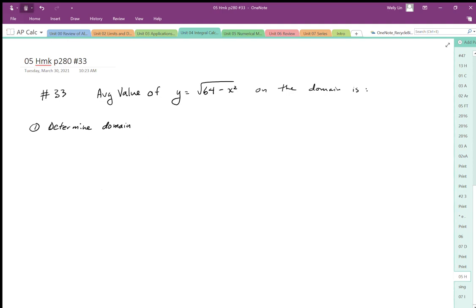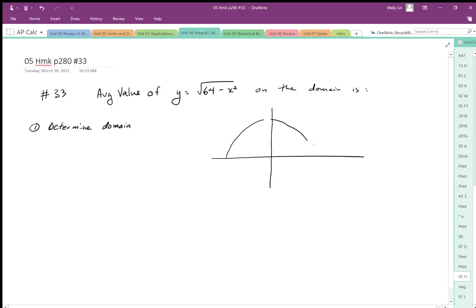So we should recognize that this graph is a semicircle with radius 8. So sketching this graph, it looks like this. We got our semicircle, and the bounds are going to be from -8 to +8. Okay, so that's the first thing we're going to do.